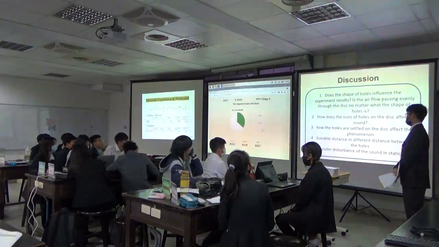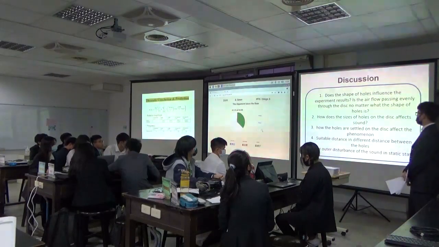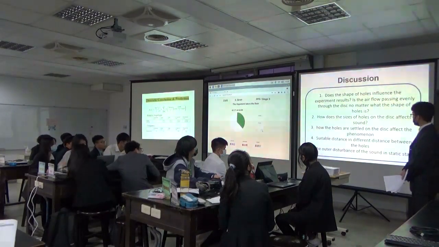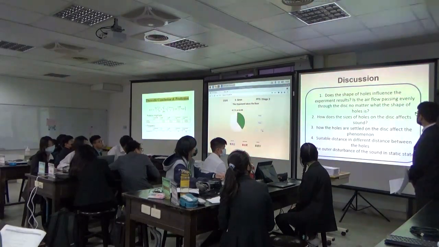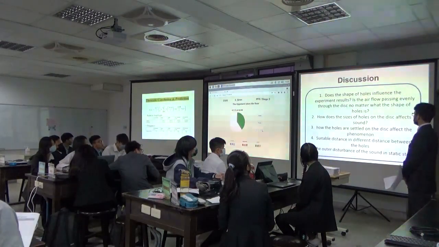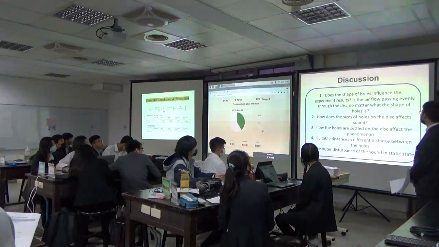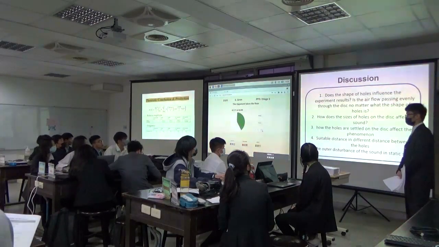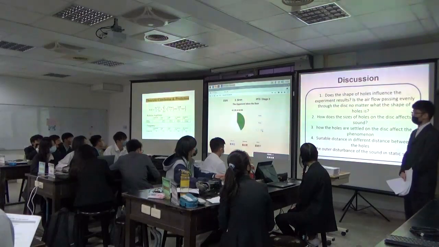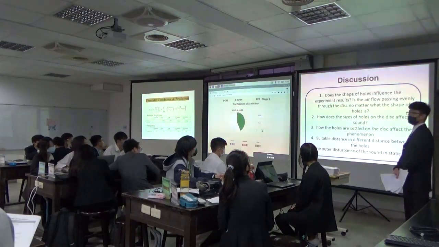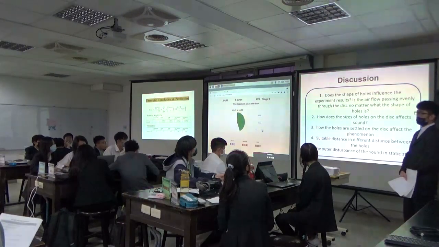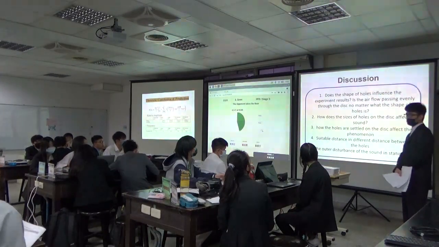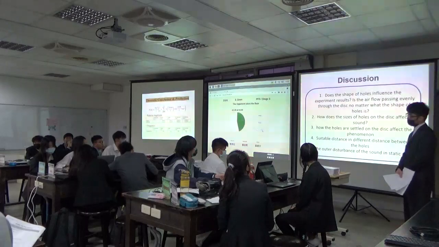For the discussion, we will mainly focus on the first question: does the shape of the hole influence the experiment's results? Is the airflow passing evenly through the disk no matter what the shape of the hole is? Because for the experiments, they mainly focus on when the hole is a circle. But when we change the circle to another shape, will it affect its frequency or its amplitude or other things?